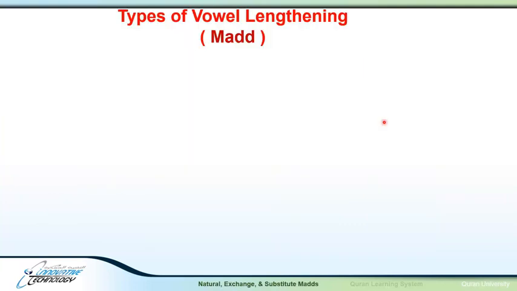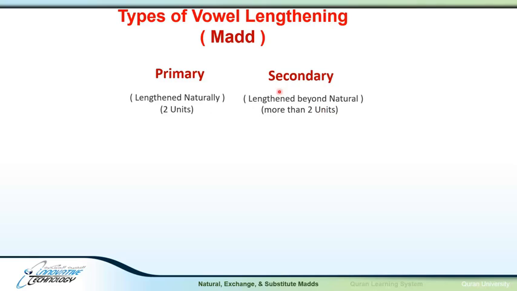Let's quickly remind you with different types of mad that we have mentioned in our introduction on mad. We've explained that there is a primary mad, which is lengthened naturally for 2 units, and anything that is lengthened beyond 2 units is called secondary mad. And we have mentioned that the primary mad itself has similar mads that are associated with it.